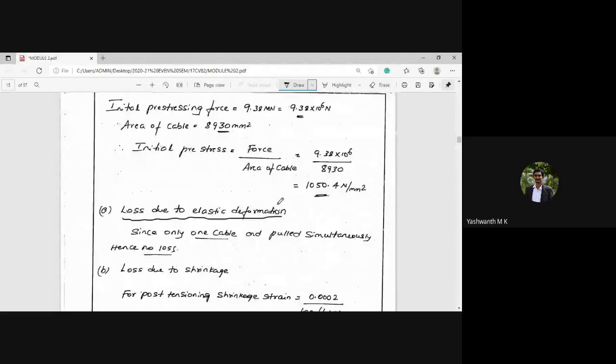The first loss is loss of pre-stress due to elastic deformation. When you calculate this, the first thing we need to observe is that this is a post-tension beam, and we need to be very careful. We'll have two cases in a post-tension beam: whether all the cables are simultaneously tensioned, or successively tensioned, one by one.